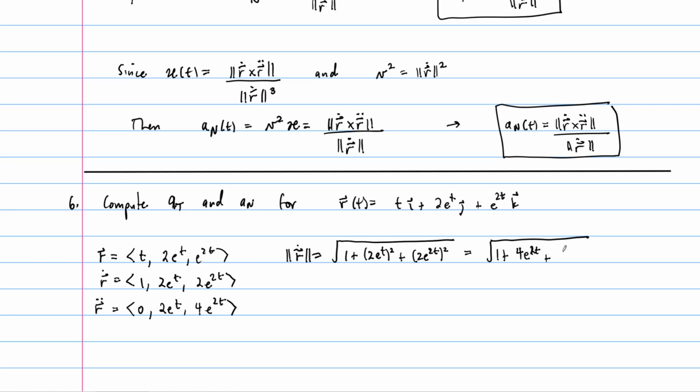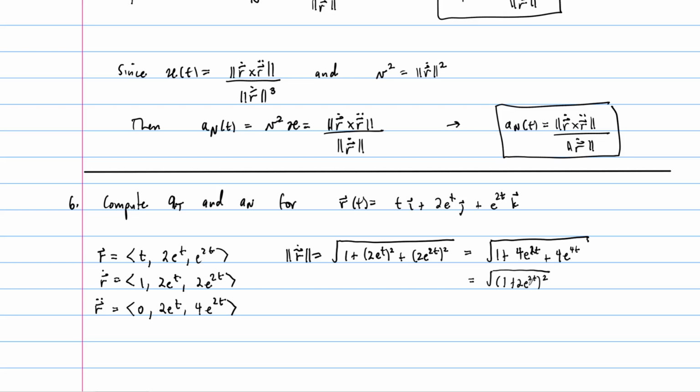Right? And then plus 4e to the 4t. So at this point, we notice that this actually can factor. So this term right here is the square of this term. So this ends up being the square root of 1 plus 2e to the 2t quantity squared. If you multiply this out, again, kind of similar to what we did on the previous one, you'll find that this is correct, in fact, right?